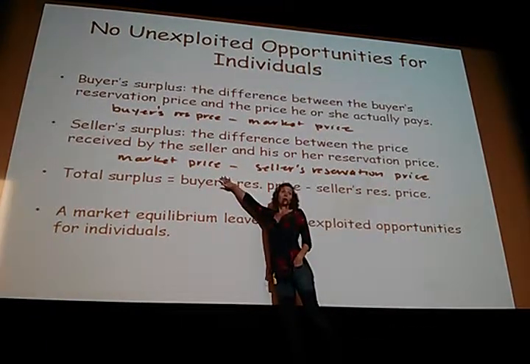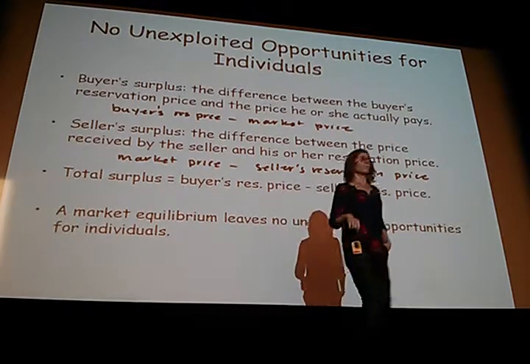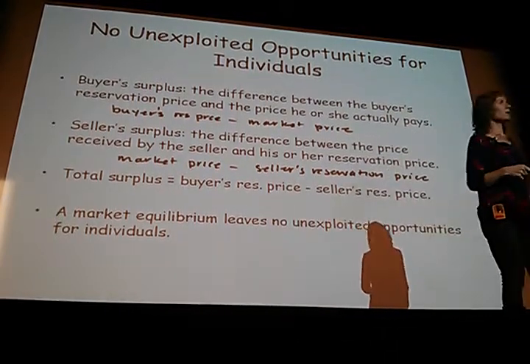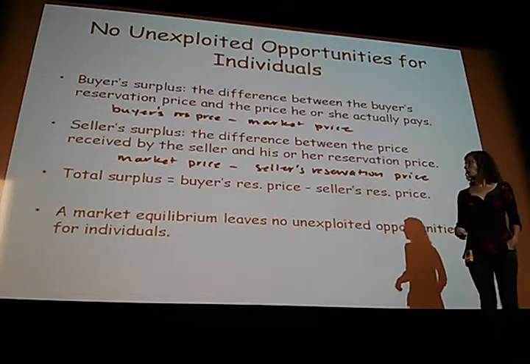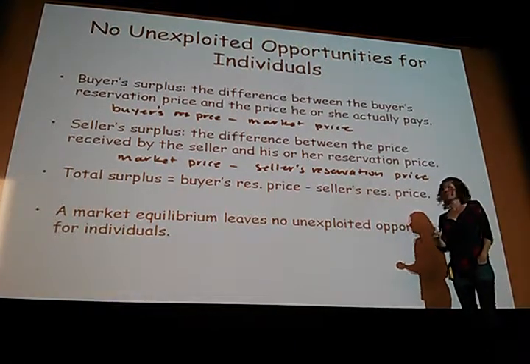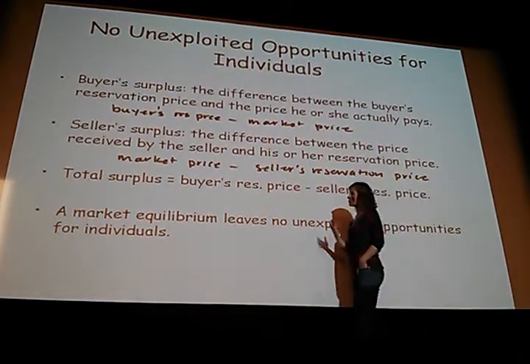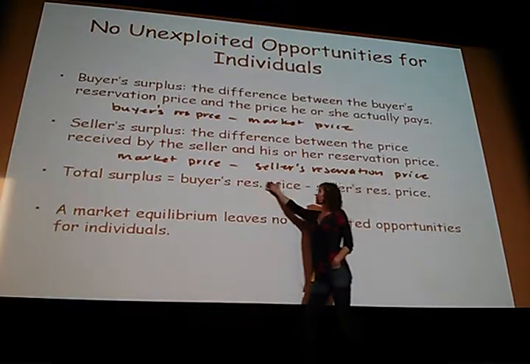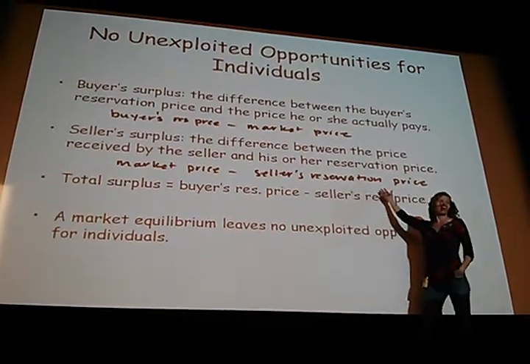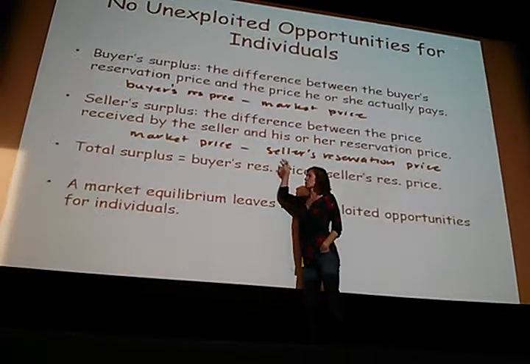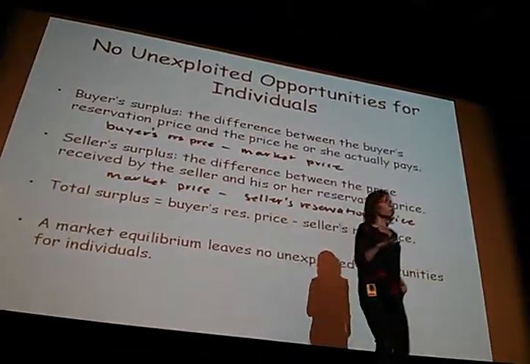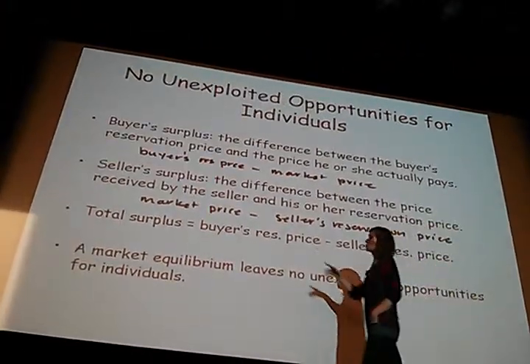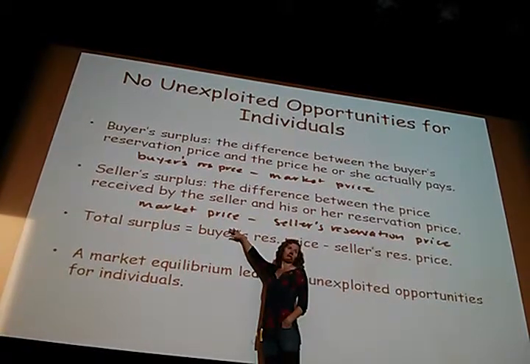And so if you're a seller and it costs you $1 to produce an additional candy bar or additional cup of coffee, and you got $2 for that cup of coffee, then that seller is going to get $1 worth of surplus, which is the price they received minus the reservation price. So what's total surplus? Total surplus is just the sum of buyer's surplus and seller's surplus.